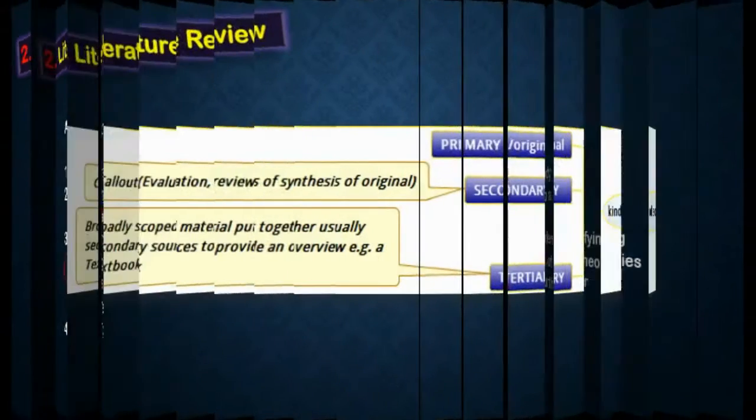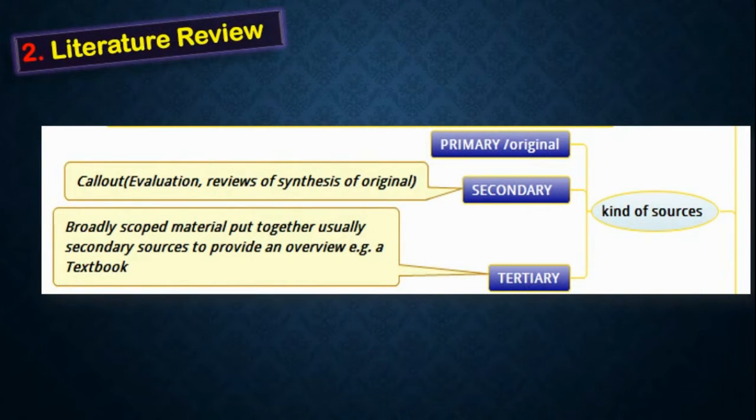Okay, the next is kinds of sources. There are three kinds of sources. The first one is primary or original sources. Primary or original sources means your literature, your references, your articles are from research, not from synthesis, not from systematic review, but articles based on research. Later I will show you an example.